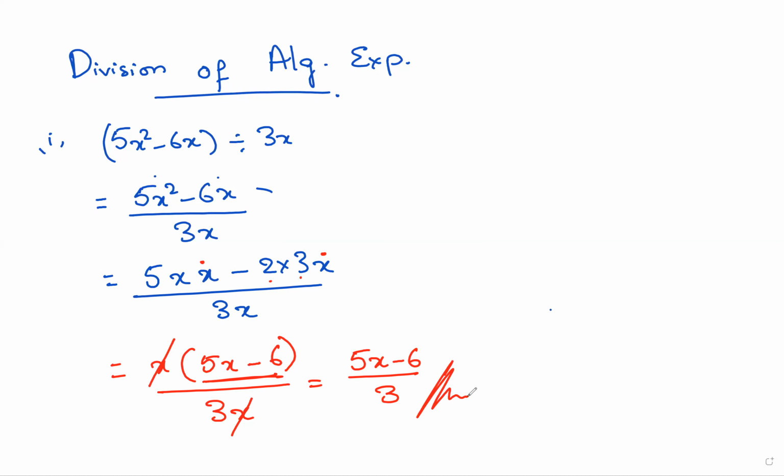Is it clear? Shall I go for the next one? Good. How can you simplify? The only way to simplify is to distribute 3 to both the terms. It is 5x by 3 minus 6 by 3. So here you have 3 ones are 3, 3 twos are 6. So it is 5x by 3 minus 2. So you can write either answer like this or 5x minus 6 whole divided by 3. So now let us go for the next problem.